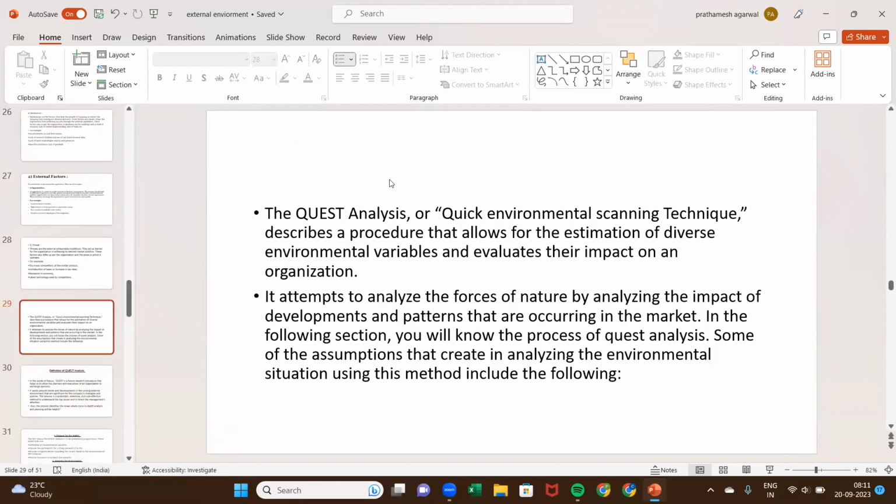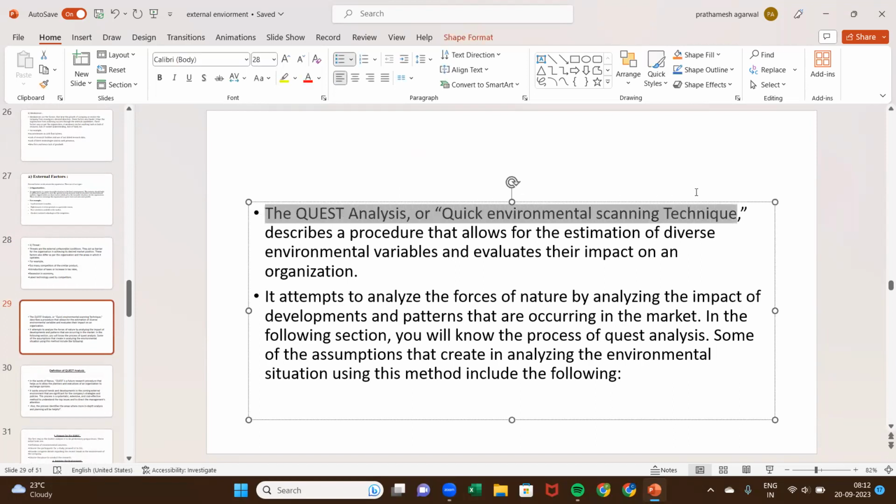Are you understanding SWOT? Did you understand SWOT? Please answer. Yes. Are you understanding SWOT? Nobody's answering today. Everybody is still in the festival mode.